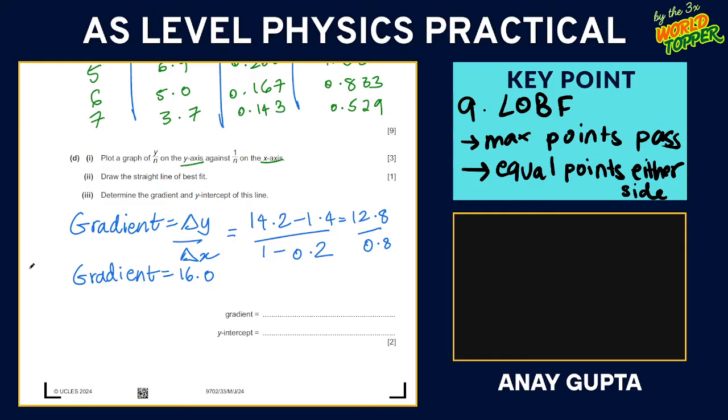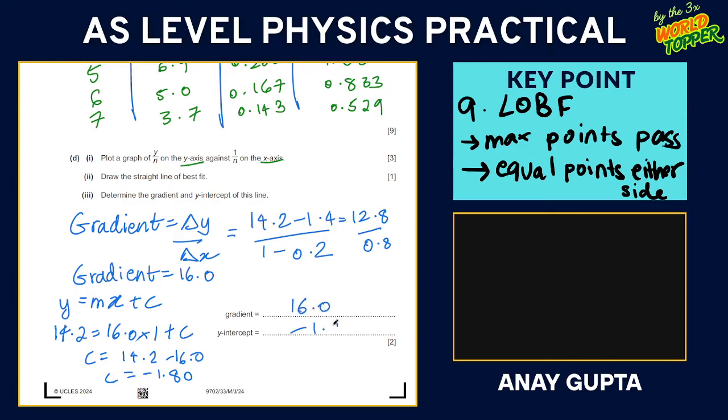automatically. Now for the y-intercept, we will be using a formula that is y equals mx plus c. In the y, substitute any y value. So let's say I substitute 14.2. m stands for gradient, so I'll substitute my gradient over here, and x stands for the corresponding x value. So if I take the y value on the left, I take the x value on the left, that is 16.0 into 1 plus c. So c is 14.2 minus 16.0. c is minus 1.80. Again, 3 significant figures. So the gradient is 16.0, the y-intercept is negative 1.80, and we have solved our question D3.